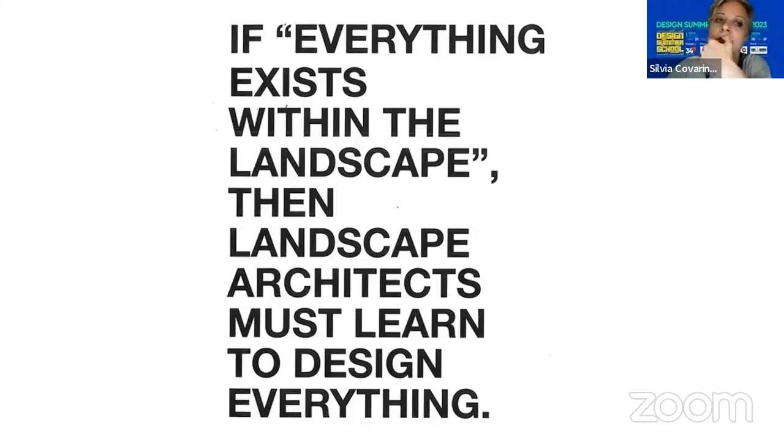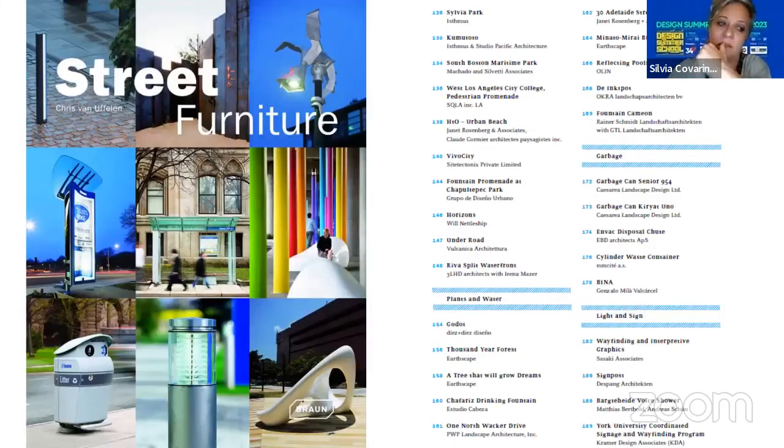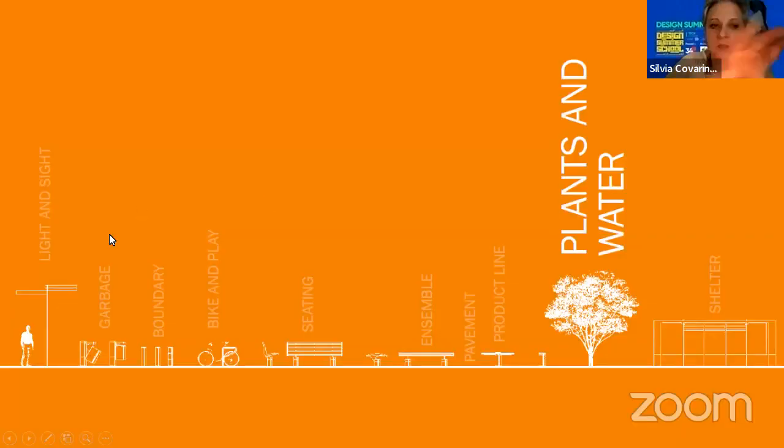I'm starting from the very, very small scale, the furniture. Street furniture is a very wrong term, by the way, not a very nice word for me, but the book is amazing and I really suggest using it as a reference. I took from this book a part touching the topic of water in street design. There is a section, plants and water, with a few projects, and this is the chapter.